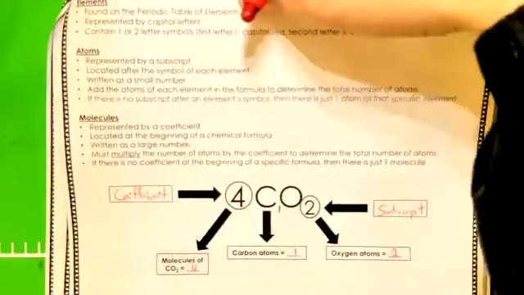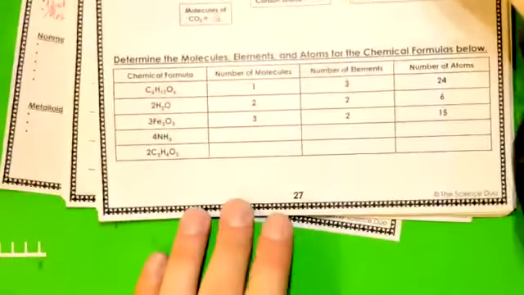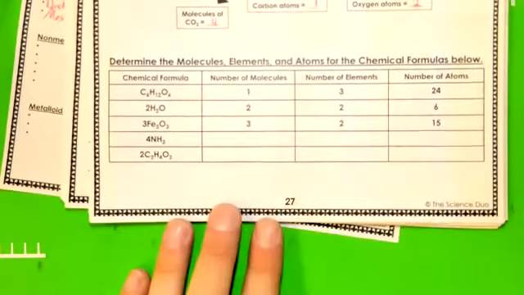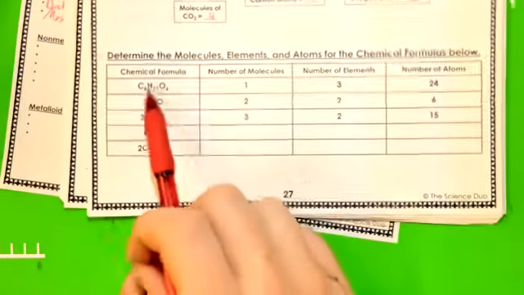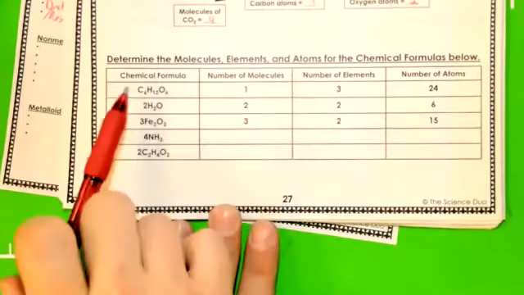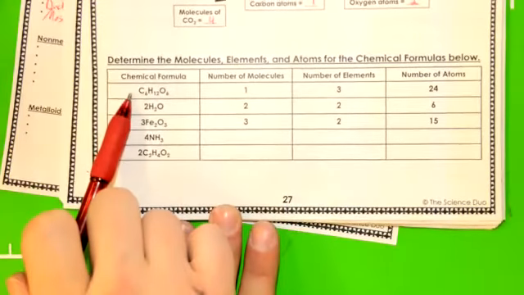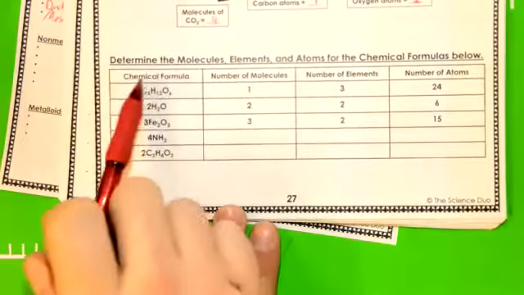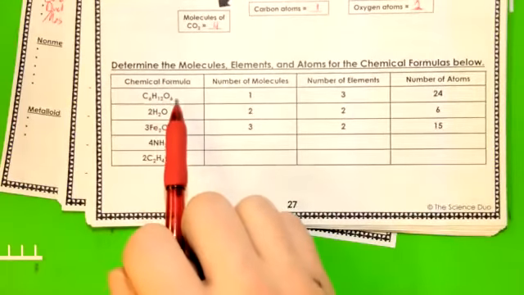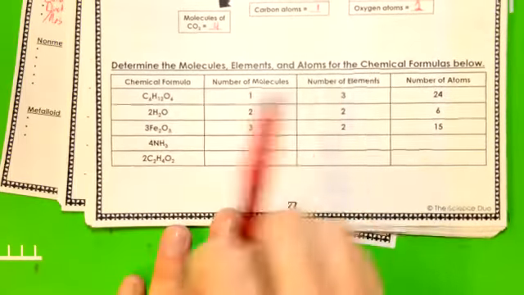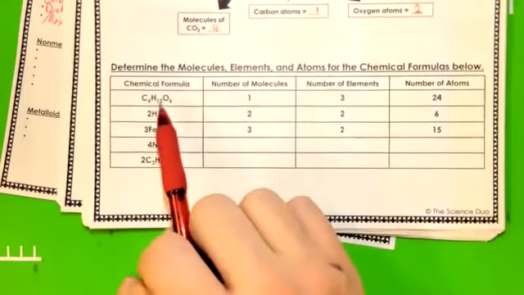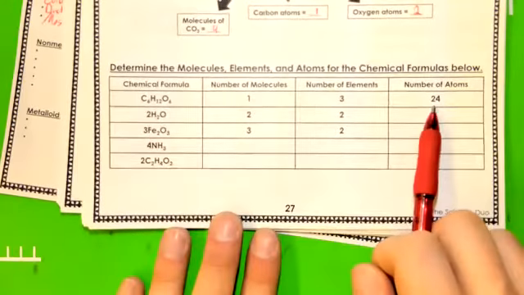All right, looking at this chart at the very bottom, we can fill this in. Determine the molecules, elements, and atoms for the chemical formulas, all right? And they've done a couple for us. They've done glucose up here, C6H12O6. As you see, there's no number in front of the molecule, which means there's just 1. All right, 1 glucose molecule. There's 3 elements, carbon, hydrogen, and oxygen. So that's 3 different elements. And then if you add up all the atoms, 6 plus 12 plus 6, you get 24 total atoms.